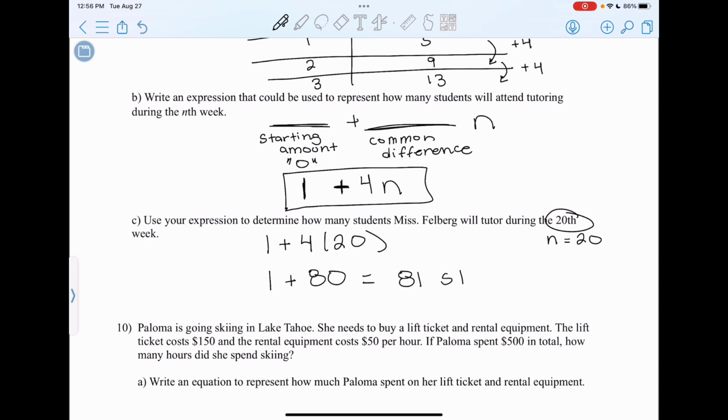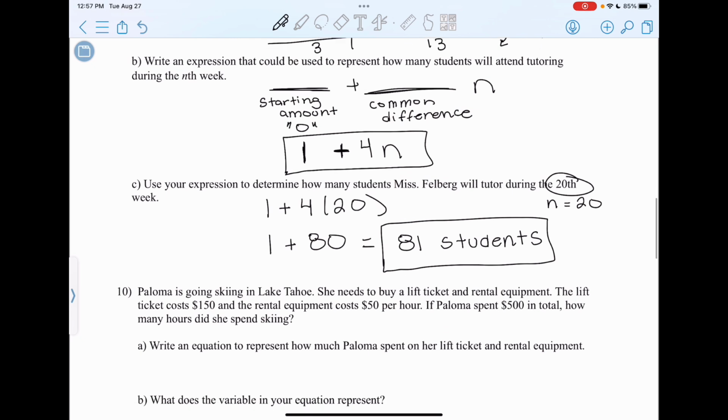This means that on the 20th week of tutoring, Ms. Felberg will have to tutor 81 students. That's a lot, but I hope that many people come to tutoring. So after you write your expression, N represents the number of weeks, and so we can figure out how many students will be there no matter what week number we plug in.